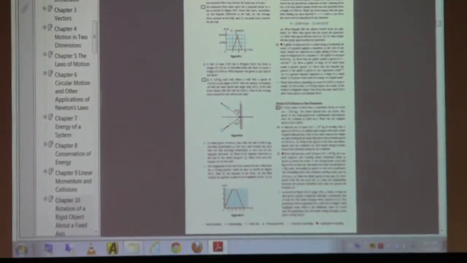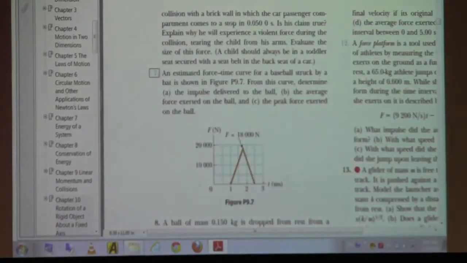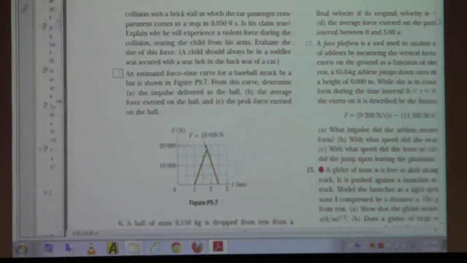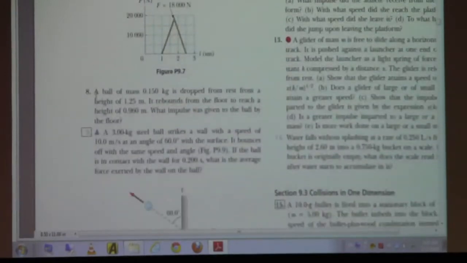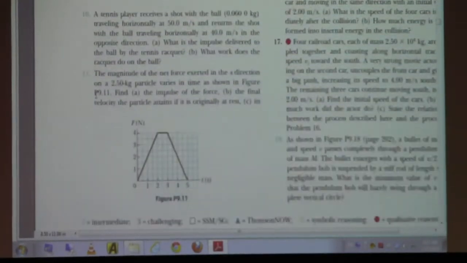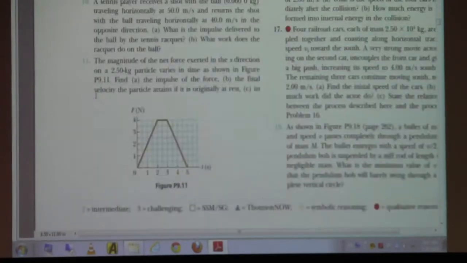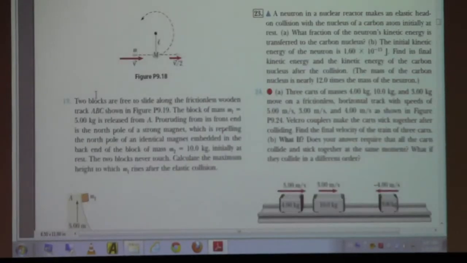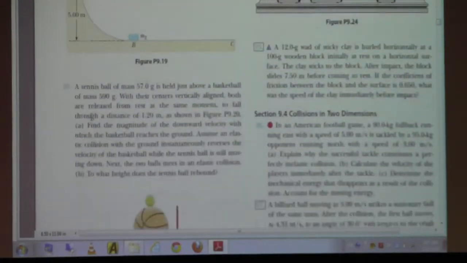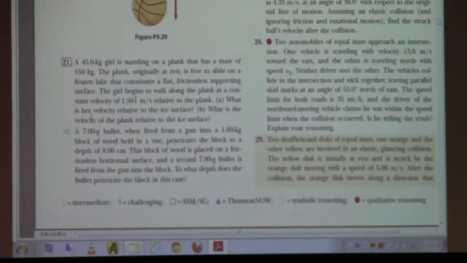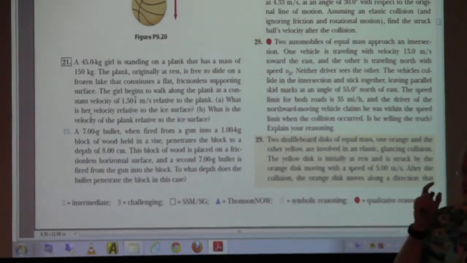So we decided at 140% works really well. But let's read number 22, and you'll see the idea, and particularly the conservation of momentum. And so here's what it says. It says a 7-gram bullet is fired from a gun into a 1-kilogram block of wood. It is held in a vise.